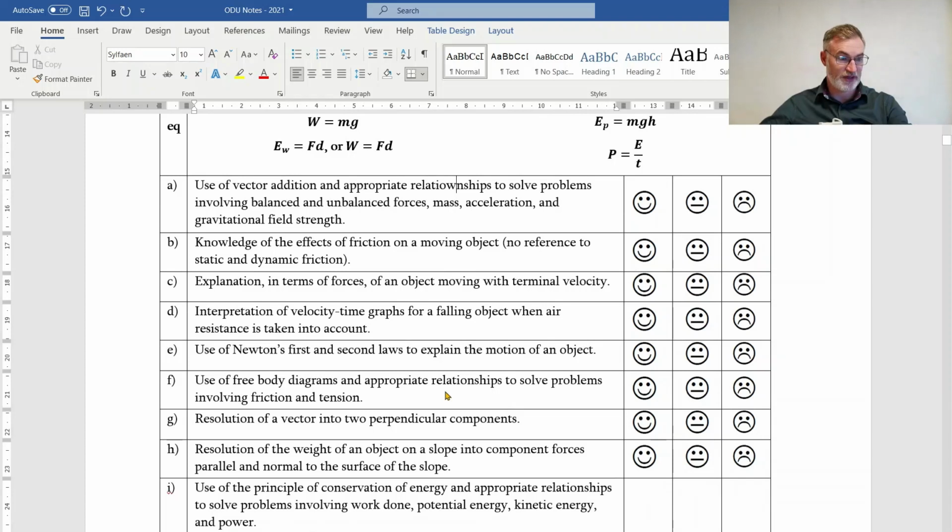Free body diagrams, yes, involving friction and tension. Now we've looked at friction a bit before, but we haven't really come across tension, and there'll be quite a bit of work in looking at tension in this section. And then the vector components in 2 dimensions, that's something that we'll do in the next lesson. Okay, so we'll jump straight in and look at Newton's laws again.